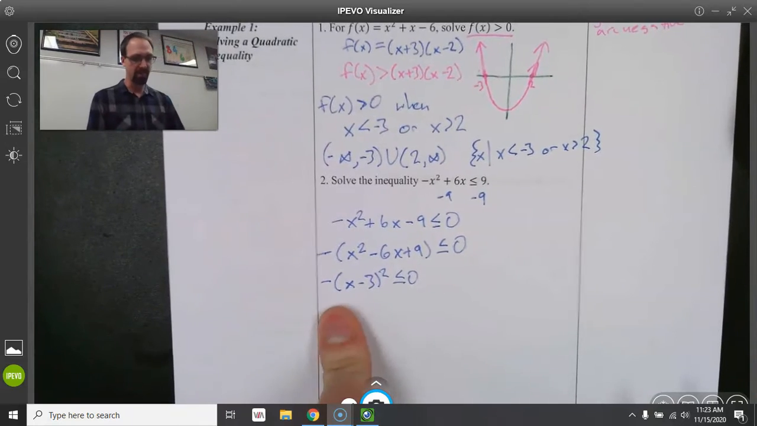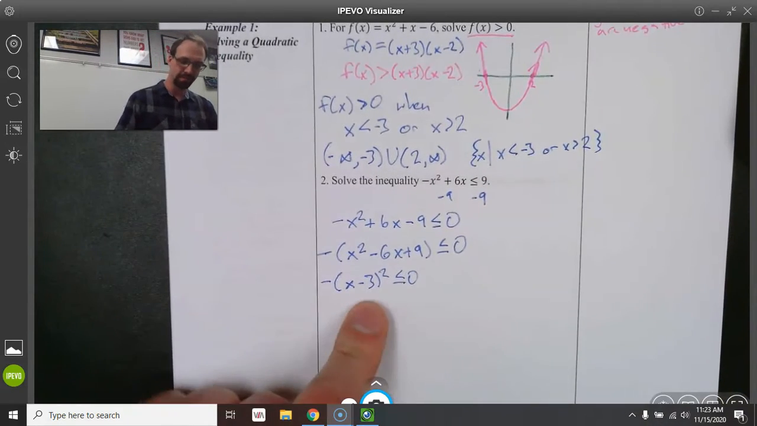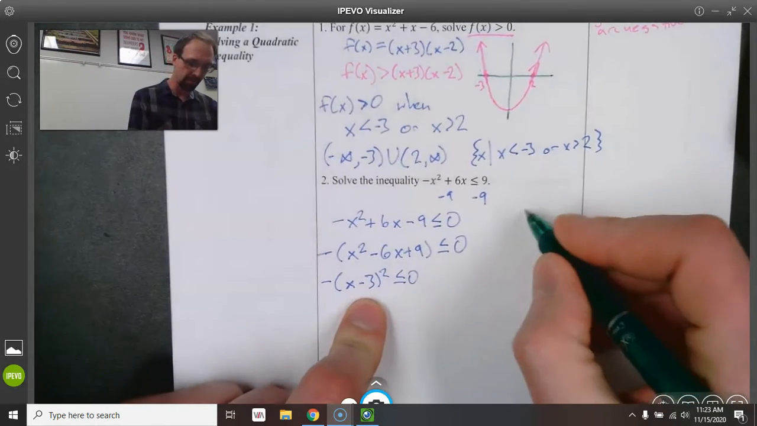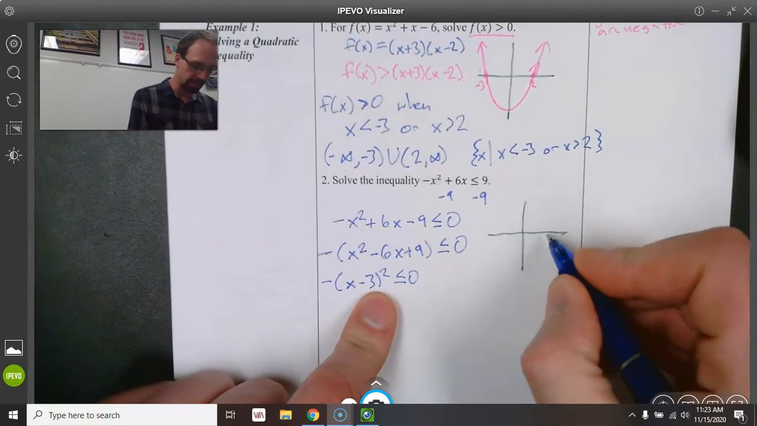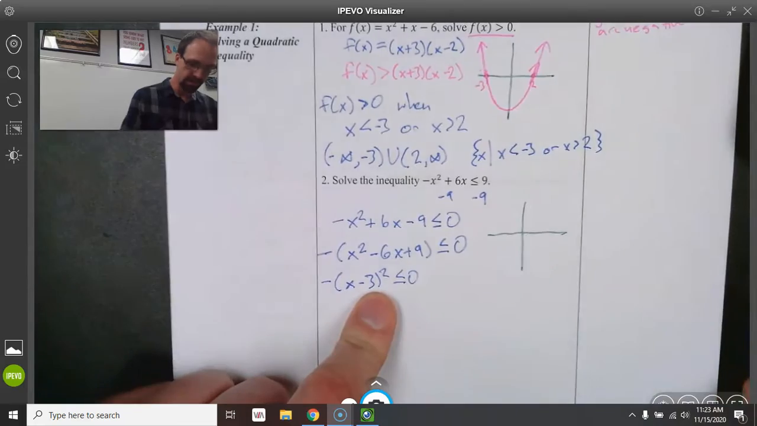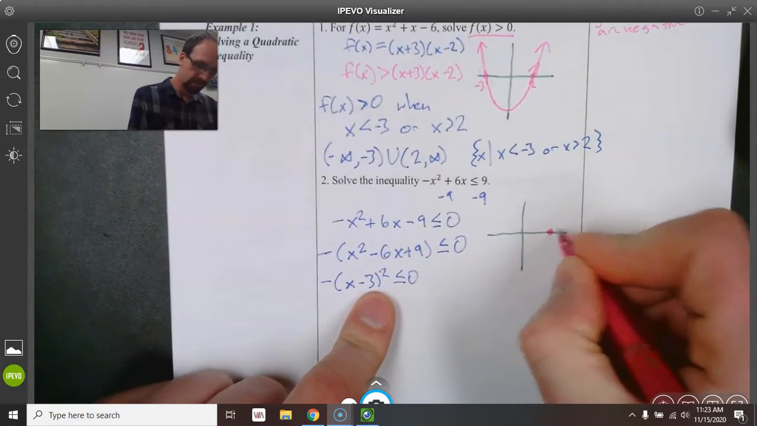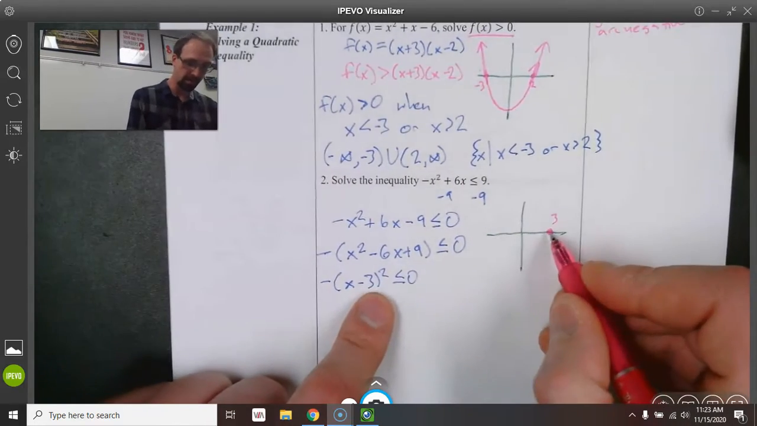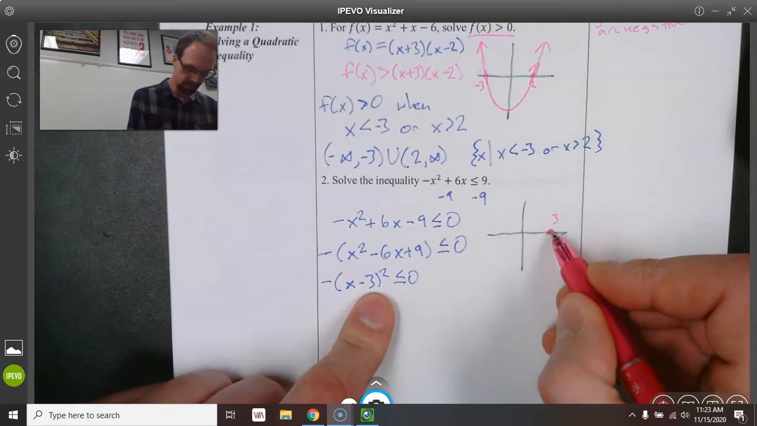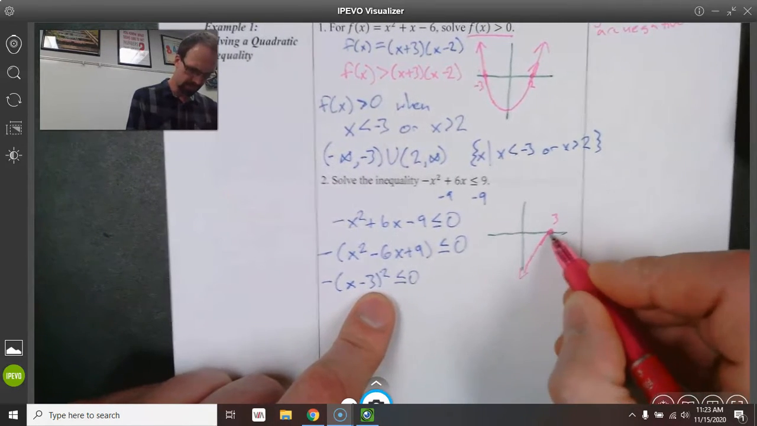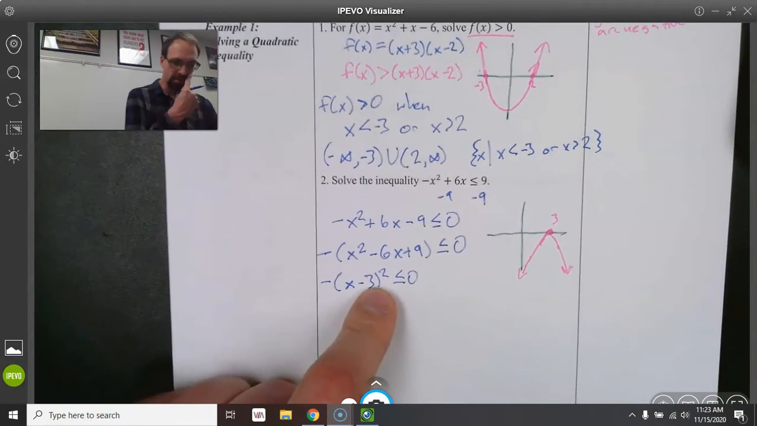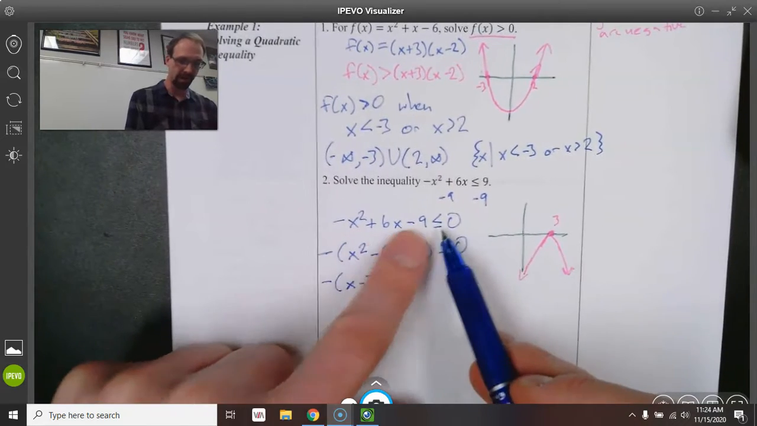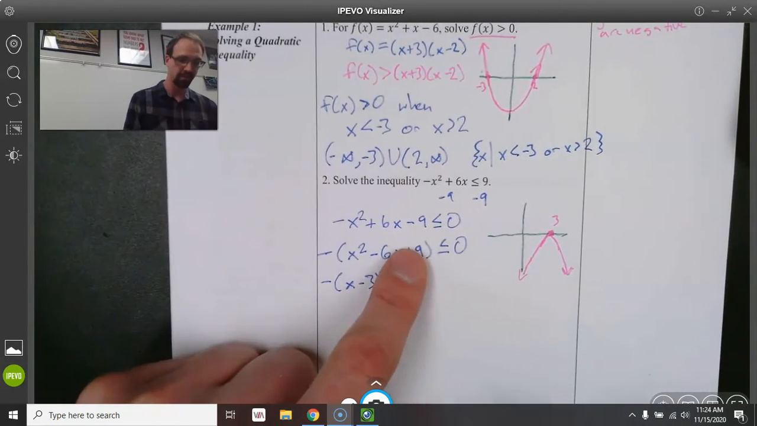Now if I think about this on the graph, because of this negative sign, it's going to open downward, and I only have one solution. It has a multiplicity of 2, so it's going to bounce there, which we know. Going back to my graph, I know it opens downward at 3. So I want to know, when is this graph going to have y values that are less than or equal to 0?